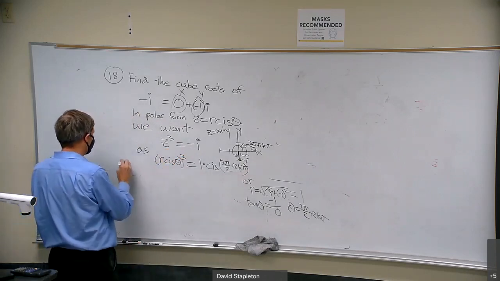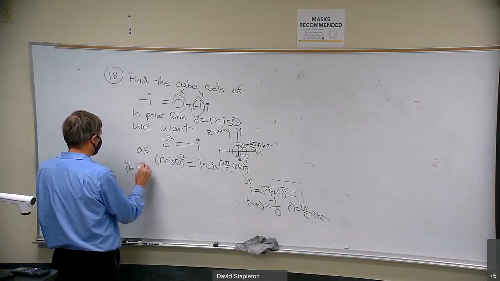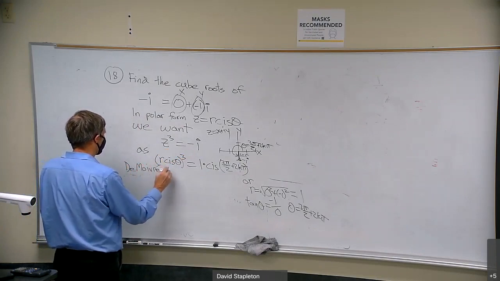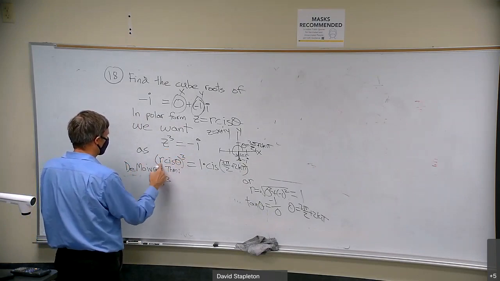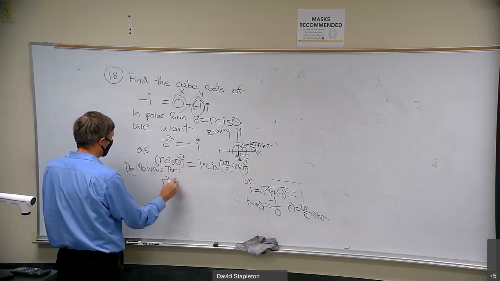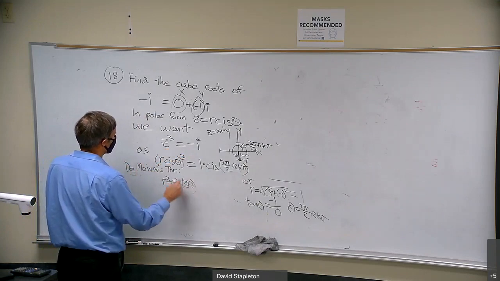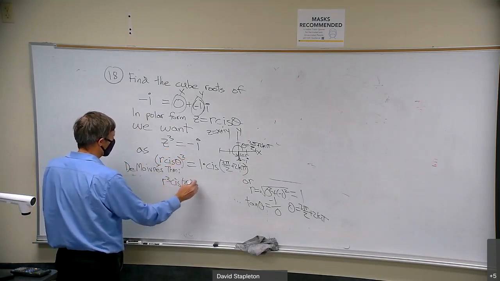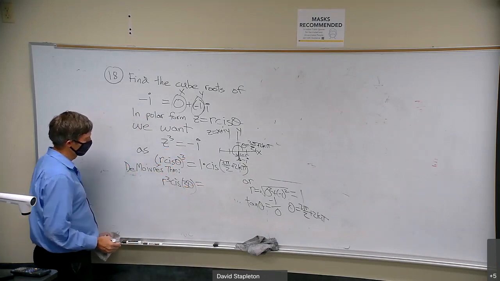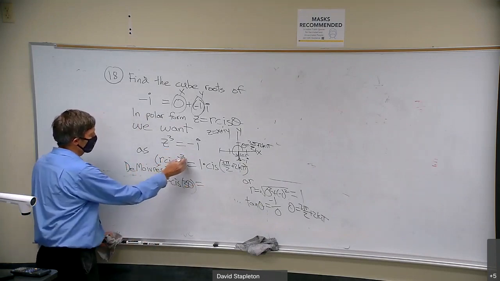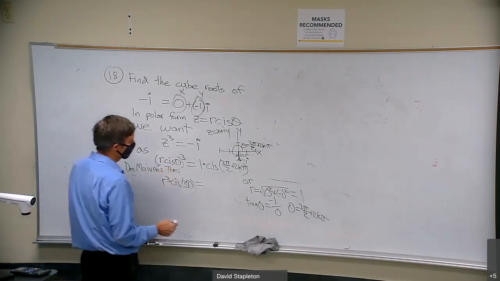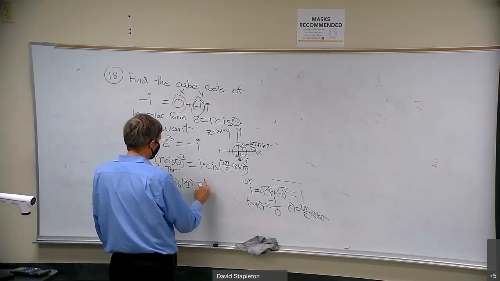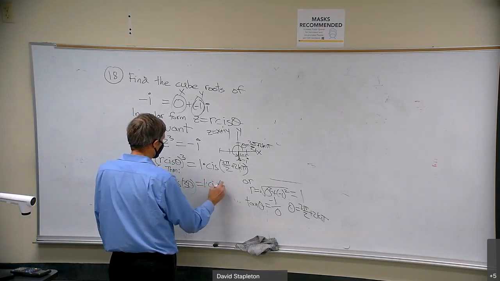Well, this by de Moivre's theorem is r cubed, you cube the distance from the origin, cis 3 theta. You multiply the angle by the power. Right? Cube of any complex number is r cubed cis 3 theta. And then this one you can leave the same, 1 times cis of 3 pi over 2 plus 2k pi.